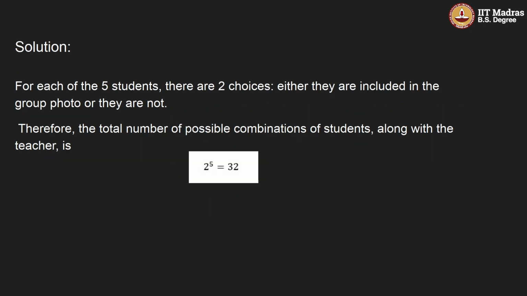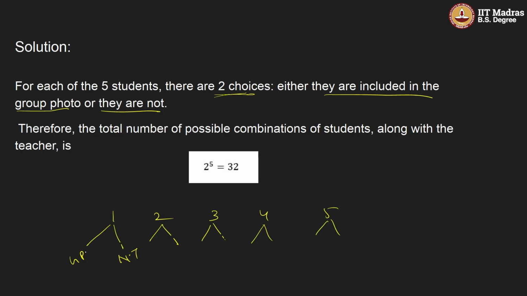Now the solution is, for each of the five students there are two choices, right? Either they are included in the group photo or they are not. Like if these are the five students, for the one student there are two choices: included in the group photo or not in the group photo. Similarly for the second student also, third, fourth and fifth. So for the whole five students there are two choices each.